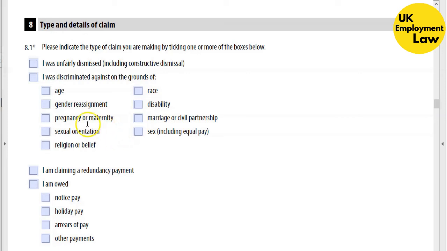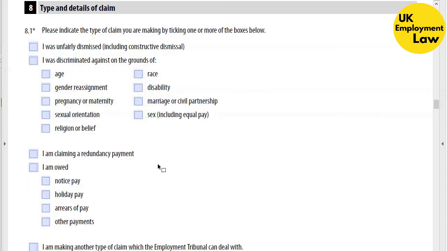For example, you can claim pregnancy or maternity and sex discrimination together, or marriage or civil partnership with sex discrimination. If you are claiming disability discrimination, you will also be required to first prove you have a disability as required by the Equality Act 2010. Please refer to the disability discrimination section within this course for how to deal with this step.